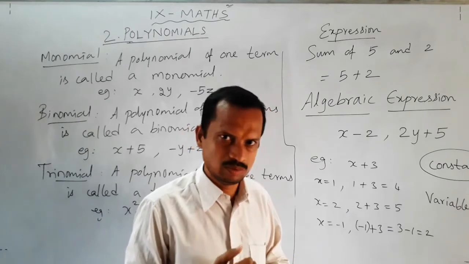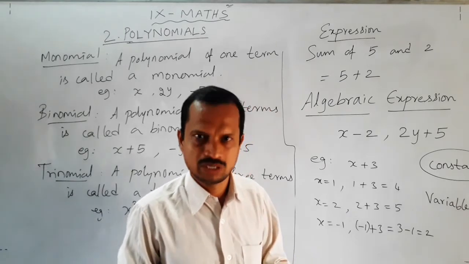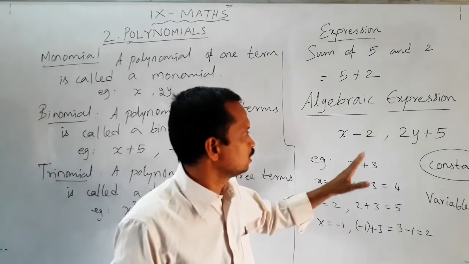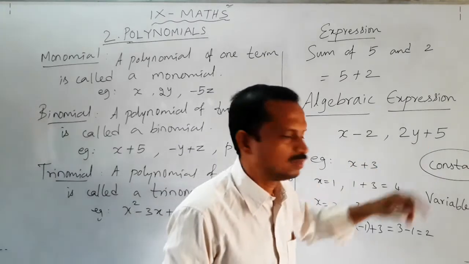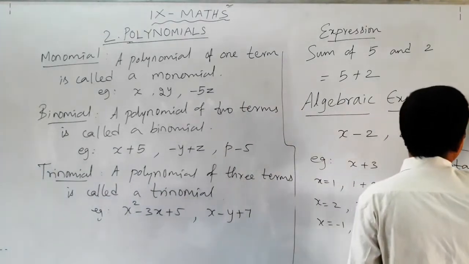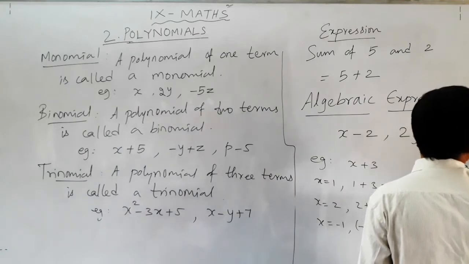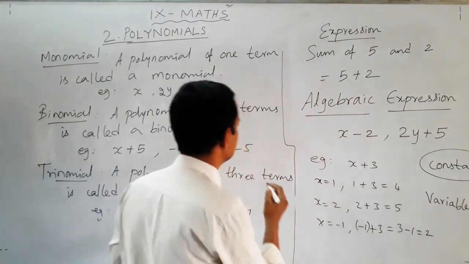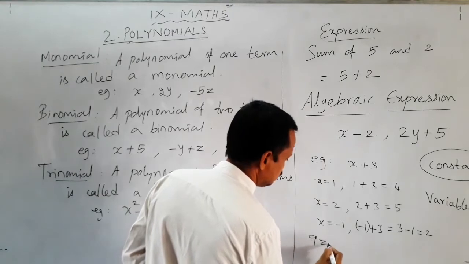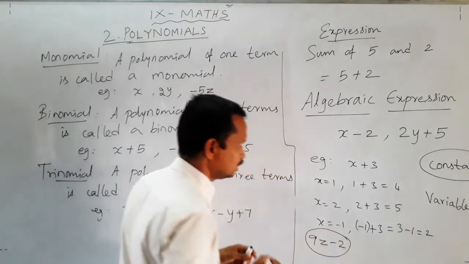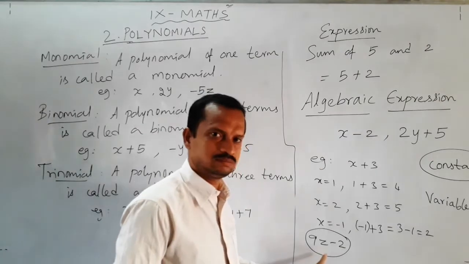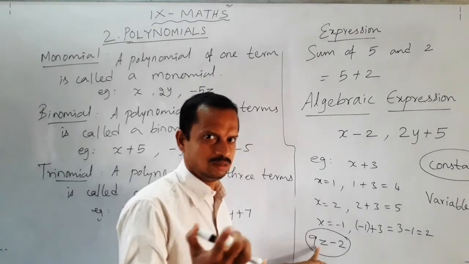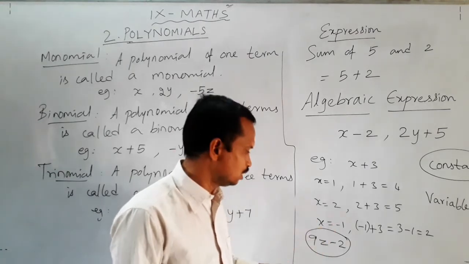The combination of variables, constants and arithmetic operations is called an algebraic expression. Clear? So plus here, minus here, plus. For example, if you take some other example, 9z minus 2. So here 9 is multiplied with z. You see here 9z, 9 into z. So it is multiplied. But there is no need to put a multiplication sign there. But you have to understand that it is 9z, 9 into z, and then minus 2 is there.